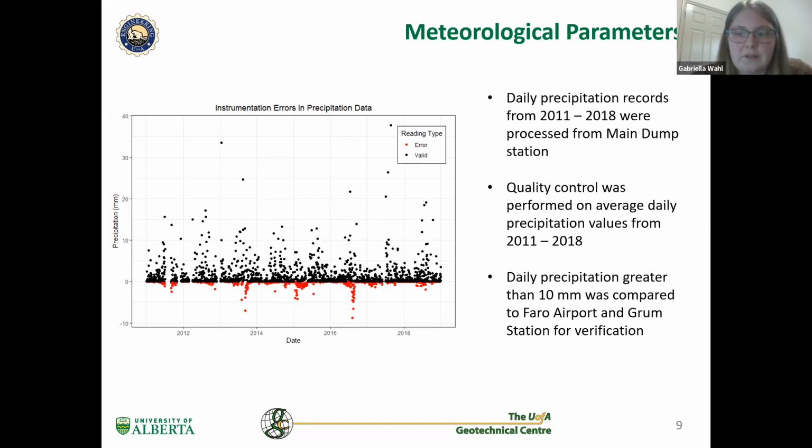So therefore I sifted through the hourly and daily data, and I indicated all of the points that were error readings or negative readings, as you can see in the figure to the left. And so what I did was I removed these readings from the data set and replaced them with a 0 millimeter reading. And then I adjusted the annual cumulative precipitation readings accordingly.